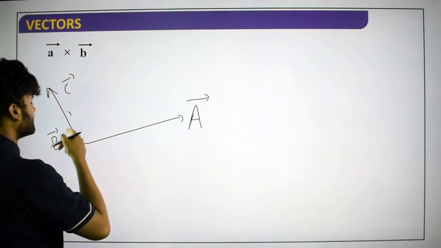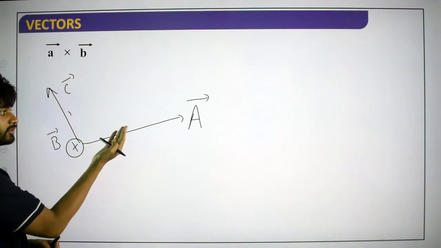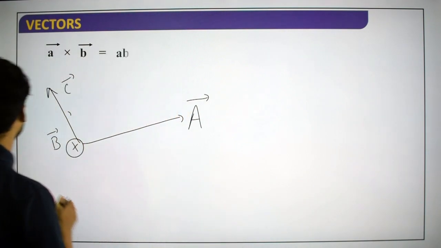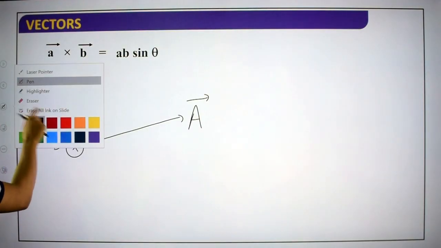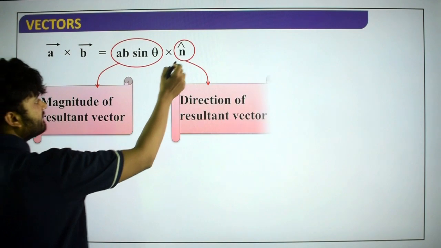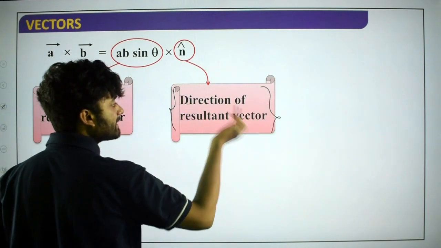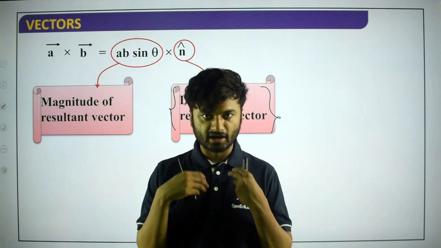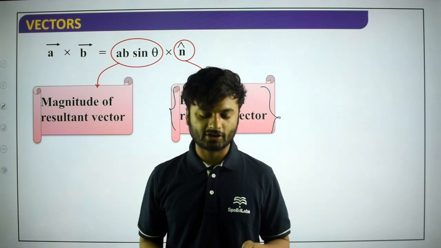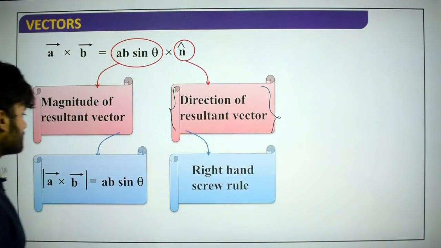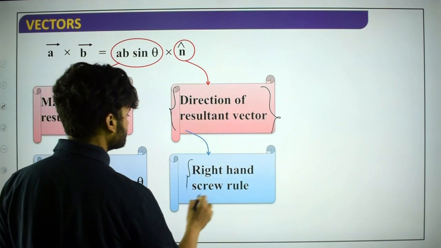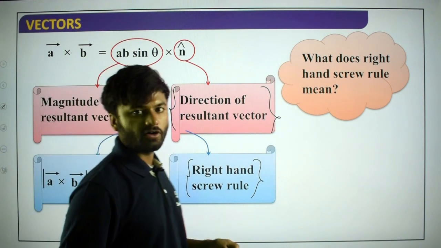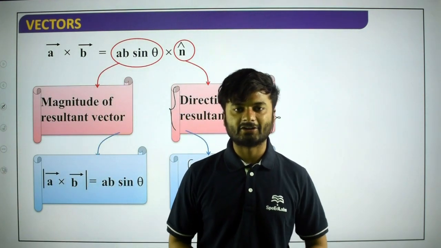Remember this: the direction of the resultant vector is perpendicular to these two vectors. This n vector is the direction of the resultant vector, and it is perpendicular to the plane of the two vectors. I have explained the methods to find the direction of that resultant vector. That rule is known as the right hand screw rule. You can also find it by the right hand screw rule. So this is all about the cross product and dot product of the vectors.